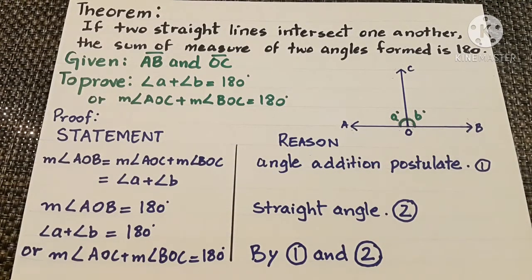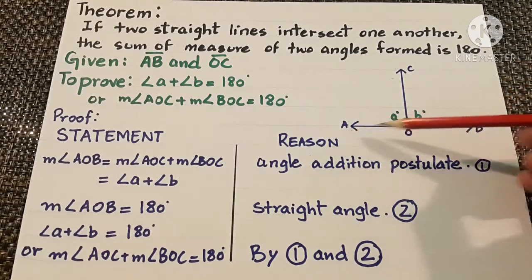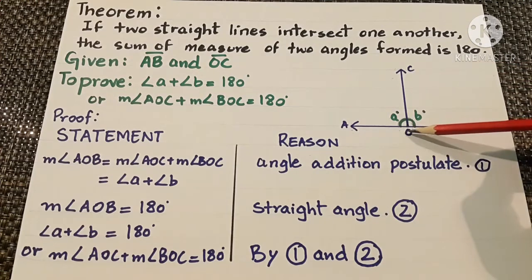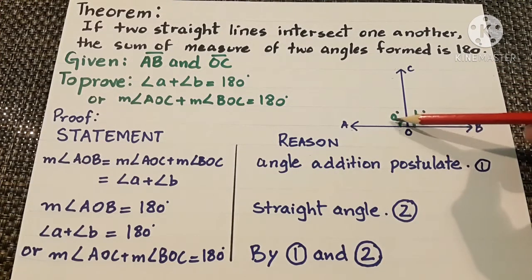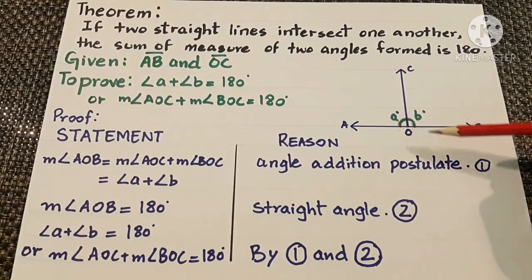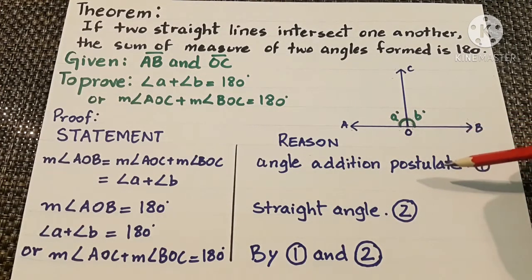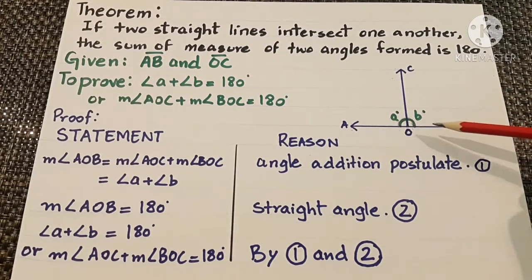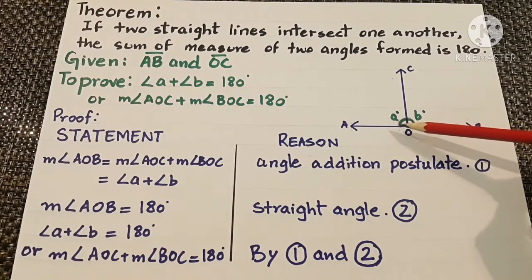This means that on a straight line, when another straight line is intersecting it, the adjacent angles that are formed, when we add them, their sum is equal to 180 degrees. Or the theorem is, if two straight lines intersect one another, the sum of the measure of the two angles formed is equal to 180 degrees.